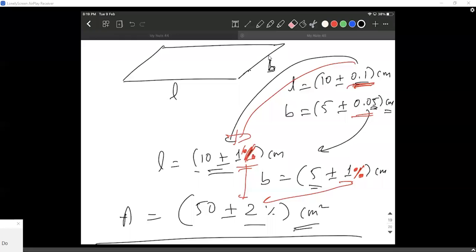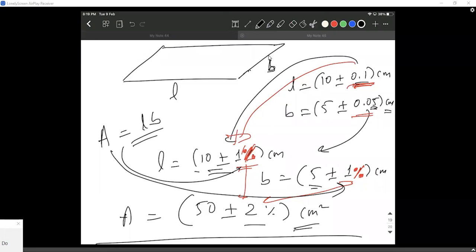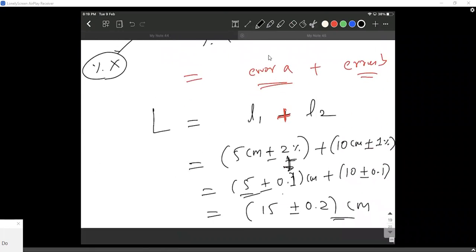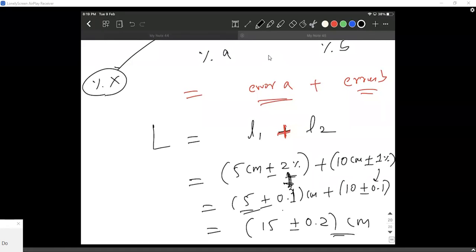You're writing area equals to L into B. If you're multiplying, you have to add percentage errors. If you're adding, directly add errors itself. Like convert it into errors only and then add. That is one way to do it. That is one important question.